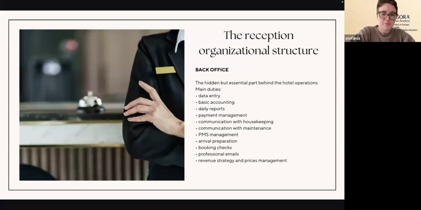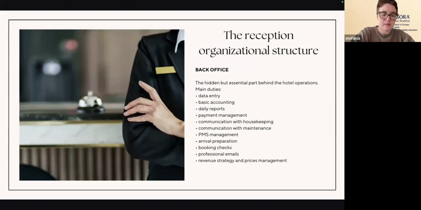Daily reports, for example, the guests arriving, the departure list, the list of guests having half board for the kitchen and the F&B department, the list of the rooms to clean, a lot of reports.